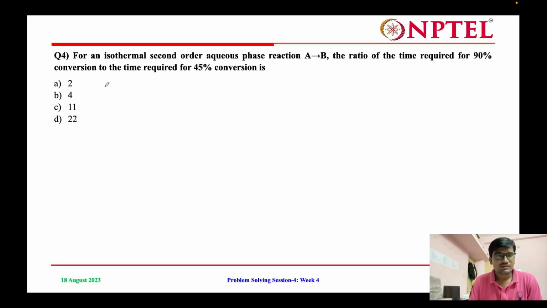Moving to question number 4: for an isothermal second order aqueous phase reaction A gives B, the ratio of the time required for 90% conversion to the time required for 45% conversion is? So here, second order reaction isothermal means temperature is constant. Reaction A gives B, and we have to calculate the ratio of time required for 90% conversion to time required for 45%.